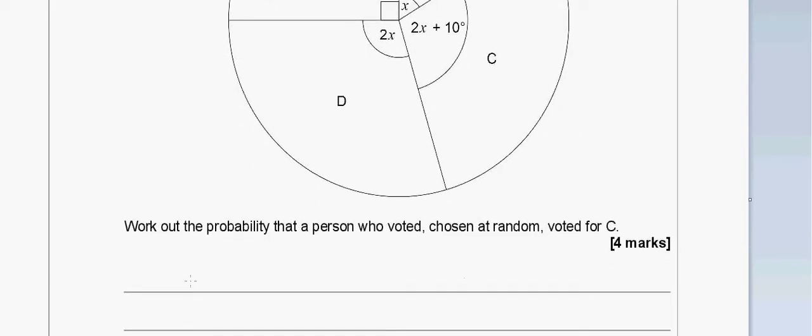So we have x plus 2x plus 10 plus 2x equals 270 degrees. So 5x plus 10 equals 270.